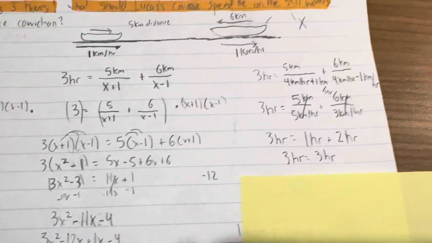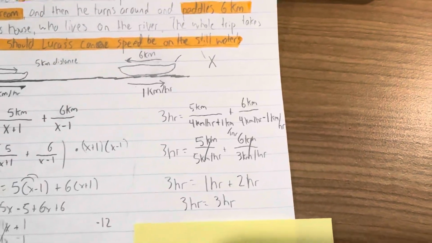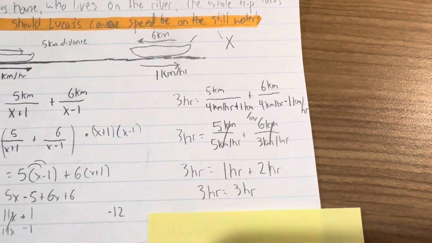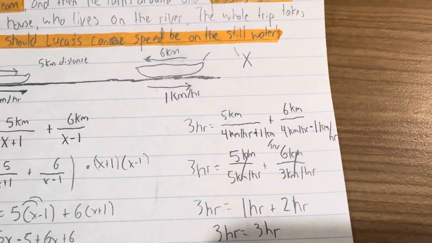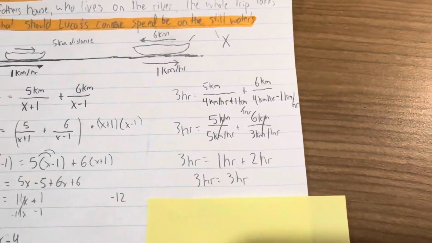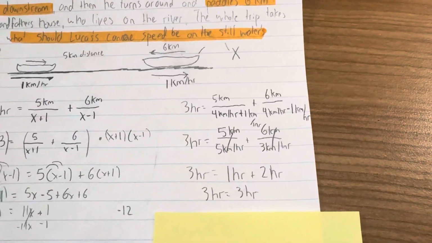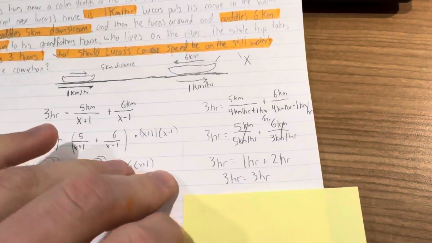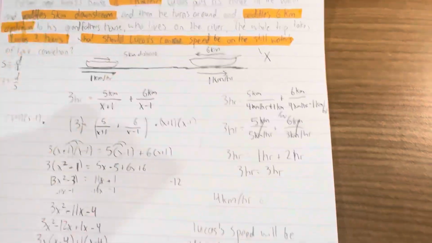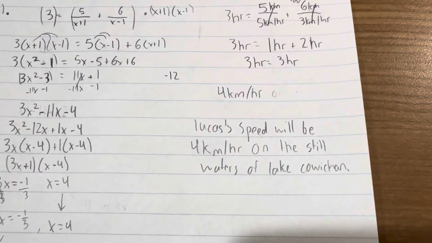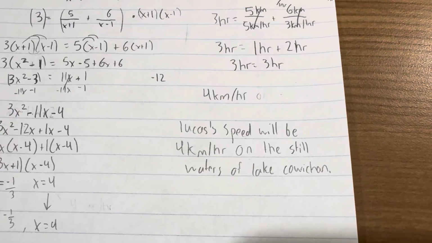So going over, we can see that if we plug 4 in for X, or 4 kilometers per hour, into our original equation and do the math and cancel some units, 3 hours equals 3 hours, so we can verify that that is correct. 4 kilometers per hour would be his speed, assuming there's no current. So for speed on Lake Cowichan, Lucas's speed will be 4 kilometers per hour on the still waters of Lake Cowichan.